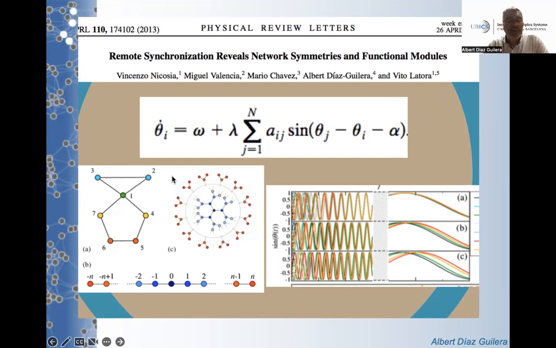Here it means that we have nodes, for instance nodes 7 and 4, that are synchronized even if they are not in direct contact. That's the reason for which we were calling this remote synchronization. So two nodes that are far apart in a network, because of this particular type of interaction in a functional sense, can be connected.